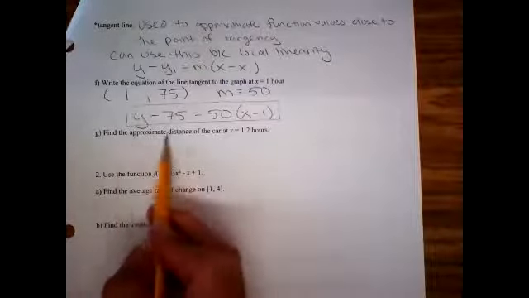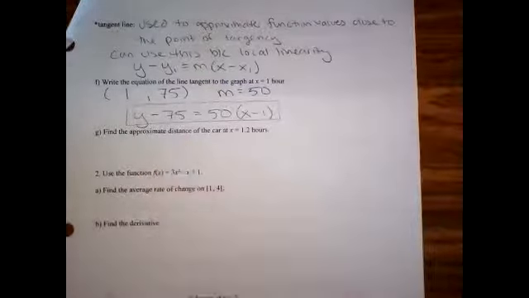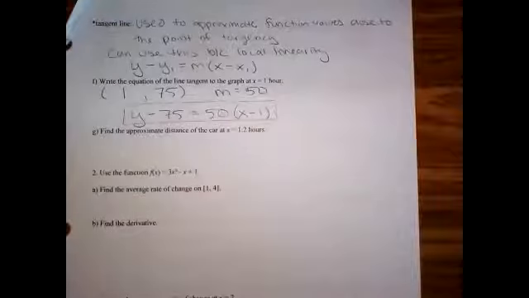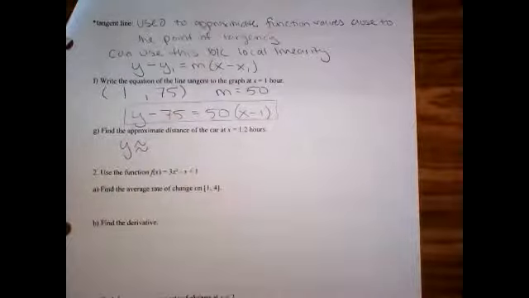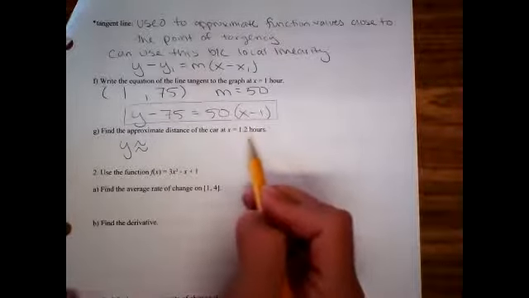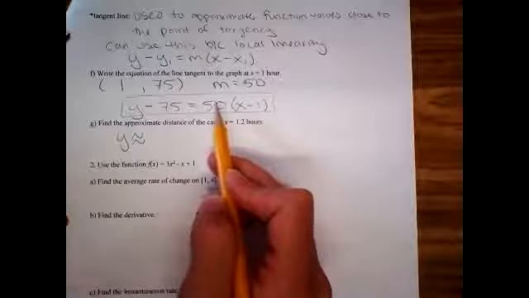All right, now this says approximate the distance of the car at 1.2 hours. The reason we can approximate 1.2 using this equation is because the point of tangency is 1. So 1.2 is really, really close. If you get further away from 1, it's not going to work. All you have to do is get y by itself and plug in the 1.2 for x. You don't need to simplify this down.